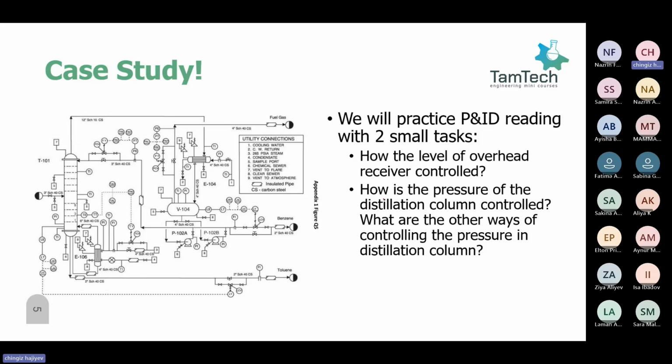And then the second question is, how is the pressure of the distillation column controlled? First, please describe how you know what the pressure control of this column is, and if you know any other way of controlling the pressure in the distillation column. I think for this task, you might have 5 minutes. Now it is 49:50. Type your answers to chat, and after 5 minutes, we'll start discussing. Okay.